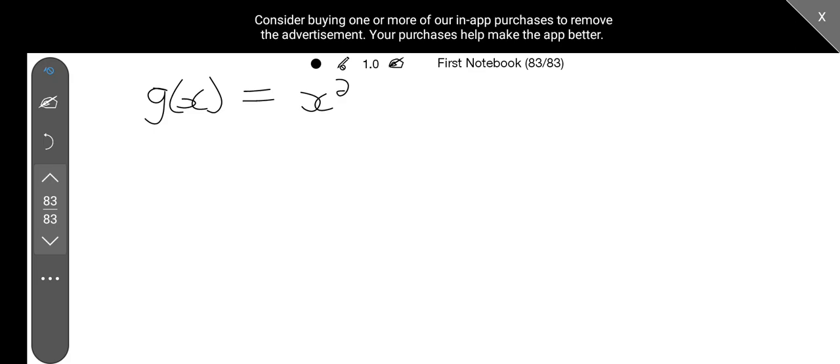The first step is to switch the x and the y values. Where we see g of x stands for y, we're going to put x. This means that x is equal to y squared. Then we can just write this form in there.